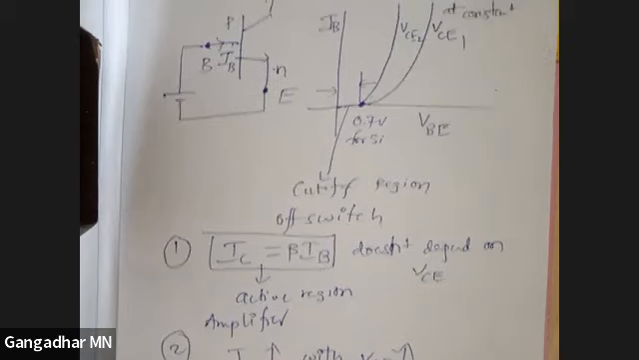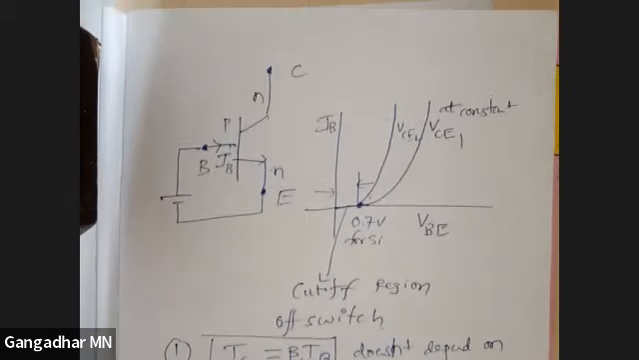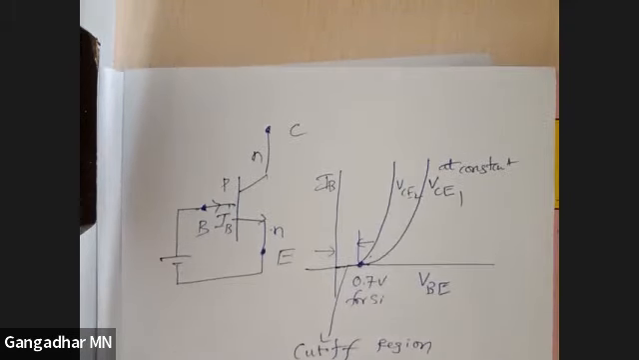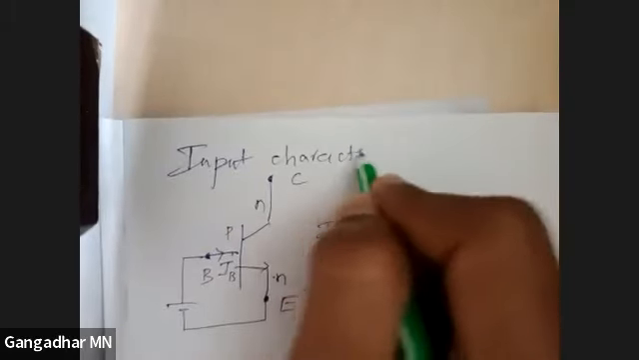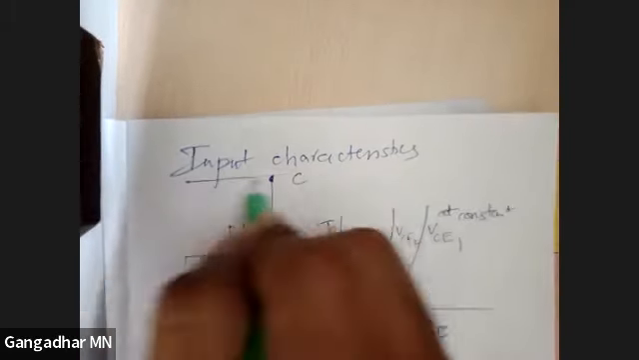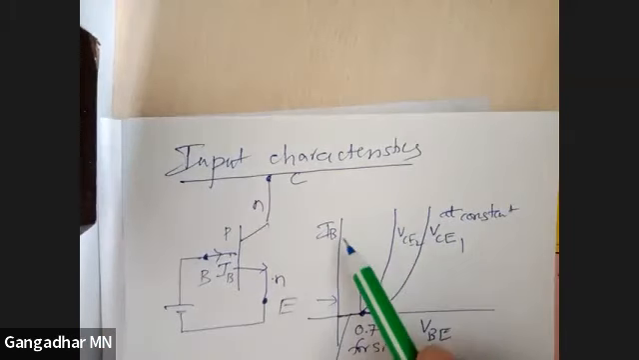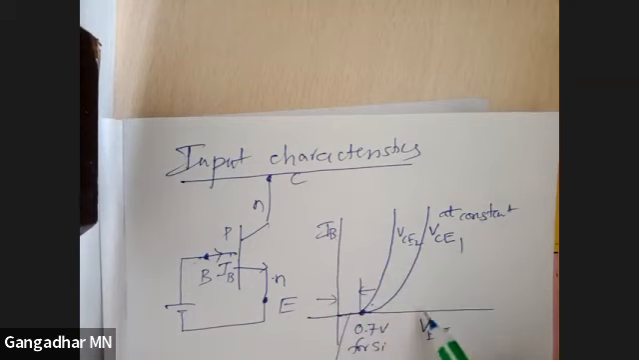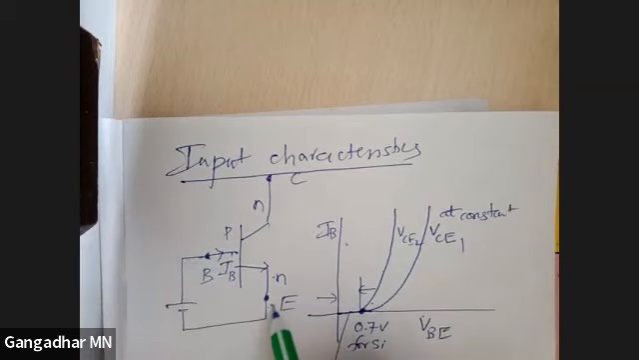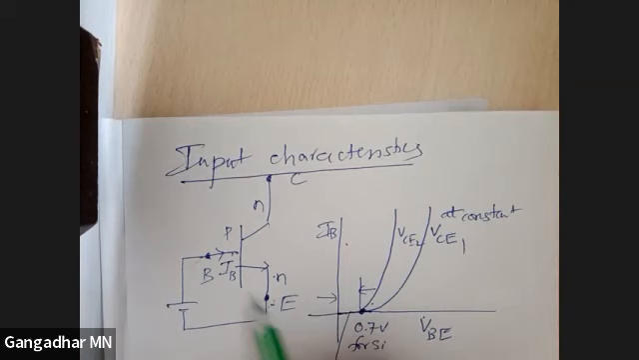And how do you identify these regions? From the characteristics. If you see this, because you're plotting a graph showing how IB changes with VBE. This is input current and this is input voltage, because we are dealing with common emitter configuration. Common emitter configuration, emitter is common terminal for both input and output.